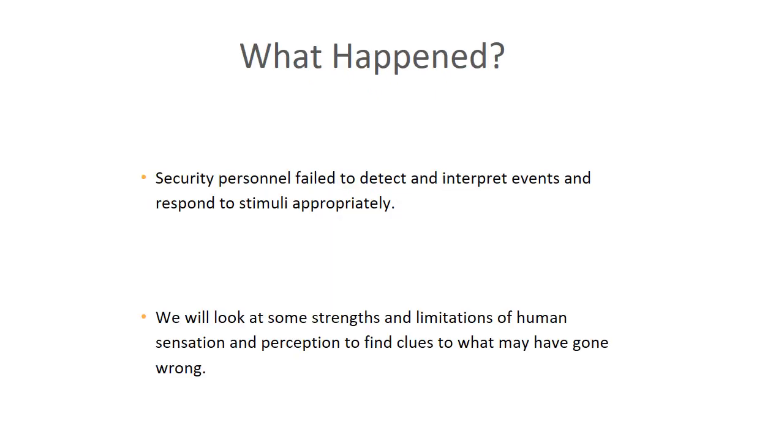If you were able to view the video, you will see that the security personnel failed to detect and interpret events, and they also failed to respond to stimuli appropriately. We will look at some strengths and limitations of human sensation and perception to find clues to what may have gone wrong. We're going to find out that our brain often fills in the blank when we have missing information, and sometimes it will cause us to interpret things incorrectly.